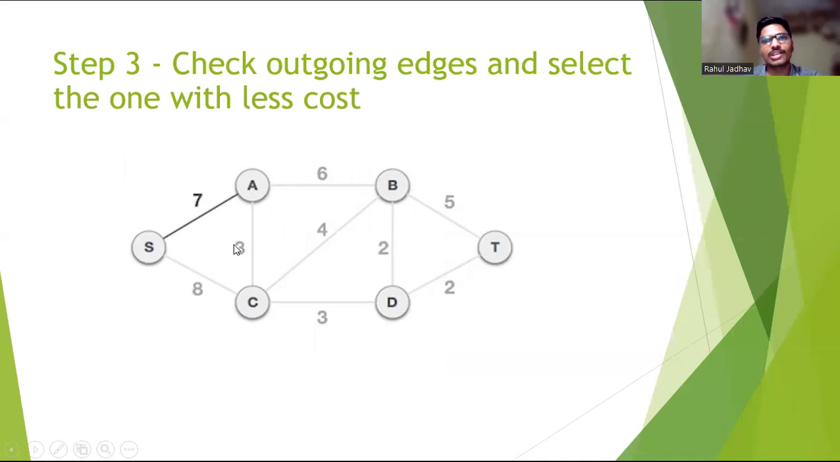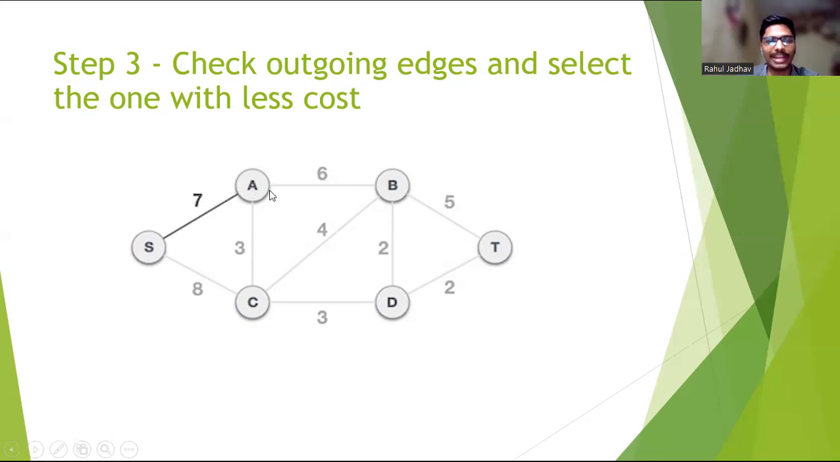Next step, check outgoing edges and select the one with the least cost. From S, there are two edges: S to A with the cost of 7 and S to C with the cost of 8. So the minimum cost is S to A, which is 7. So we select the minimum cost in our spanning tree, and the edge added into the result will be S to A.